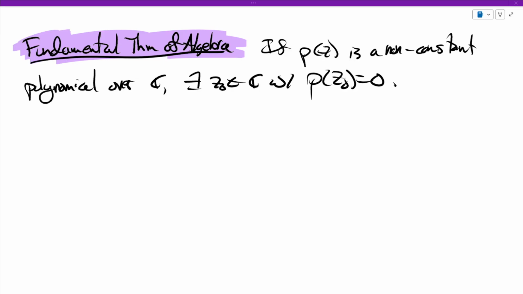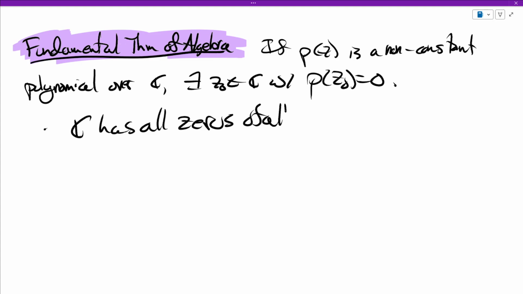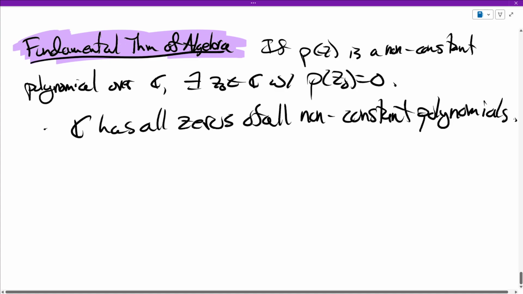All right, so we are now going to discuss the fundamental theorem of algebra. And morally, what the fundamental theorem of algebra says is that C has all zeros of all non-constant polynomials. Of course, if your polynomial is constant, the only way for it to have a zero is if it's the zero polynomial. So you have to have degree at least 1 in order to have a zero. But C has all zeros of all non-constant polynomials.